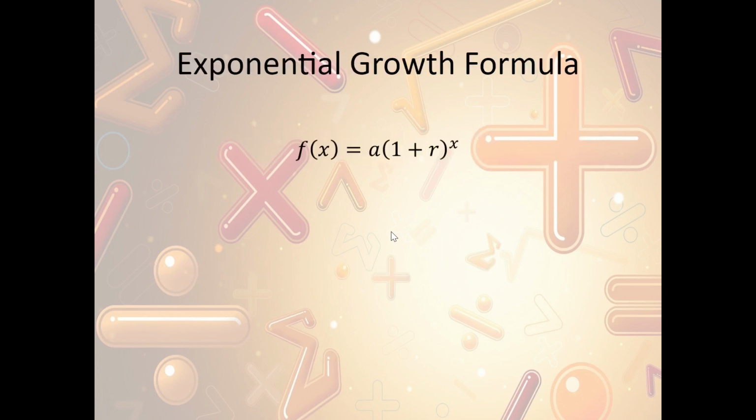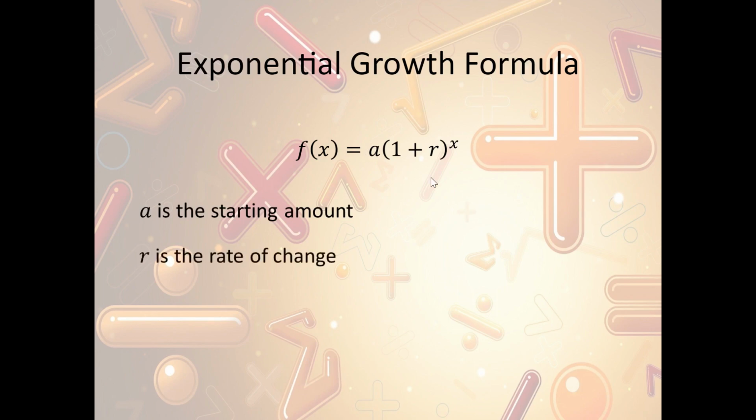Now, what is the exponential growth formula? The exponential growth formula is f of x, or y, is equal to a times 1 plus r to the x power. So a is our starting amount. That's how much we start with. If we were talking about money in a bank account, that's how much money we put into the account.